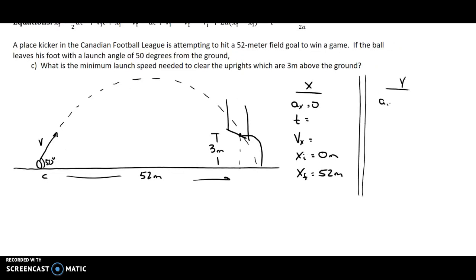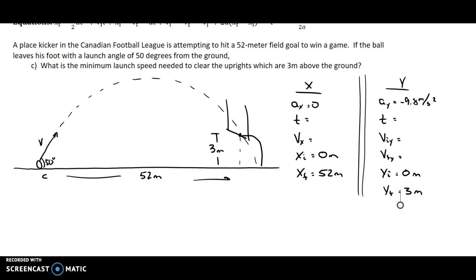you have the acceleration, the y is negative 9.8 meters per second squared. You have some time in the air, which is the same time that it travels in the x direction. You have initial velocity in the y, a final velocity in the y, an initial position in the y. It starts on the ground, and it finishes at an elevation of 3 meters if it just passes the upright. So this is a ball that's going 52 meters in the x and 3 meters in the y. And so we're really trying to evaluate what v is.